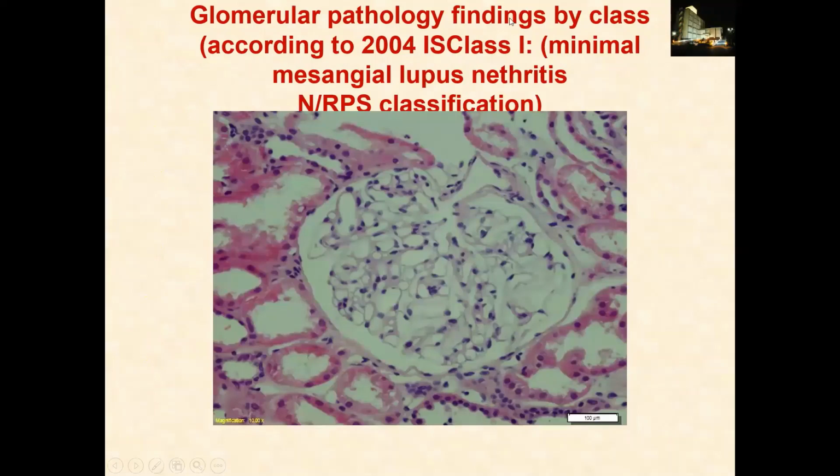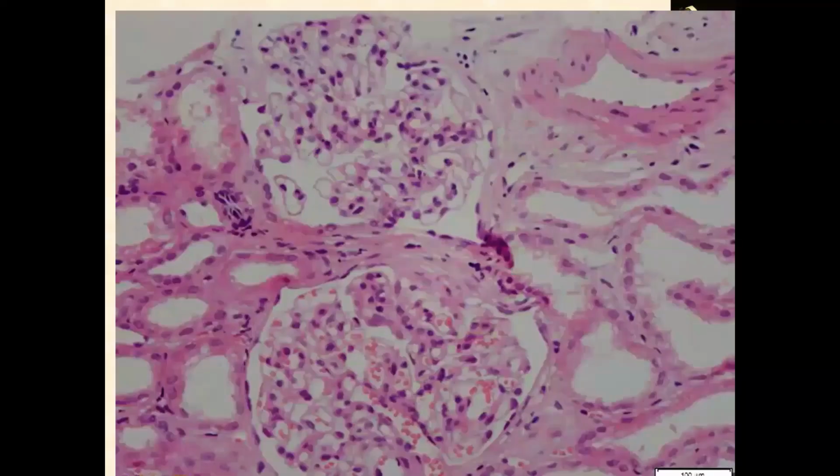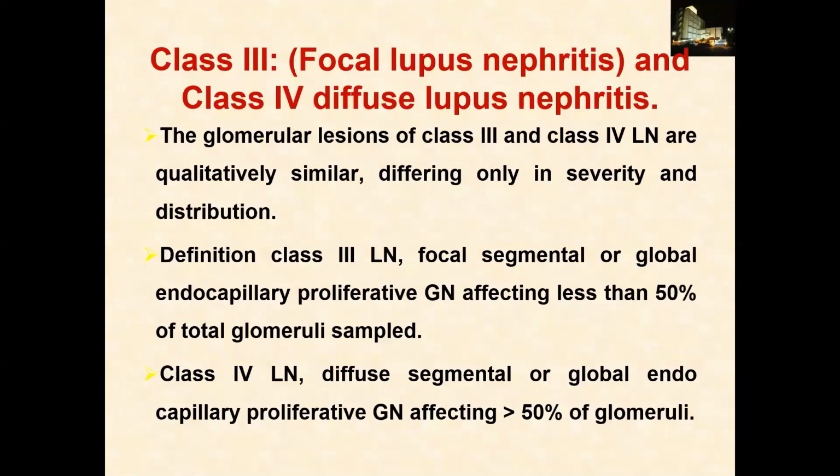Glomerular pathology according to the ISN classification. Class 1, minimal mesangial lupus nephritis, looks like minimal change disease with no immunofluorescence or EM abnormality. For class 2, we have segmental mesangial expansion associated with minor mesangial hypercellularity, like here and here. Then class 3 is focal lupus nephritis, and class 4 is diffuse lupus nephritis.